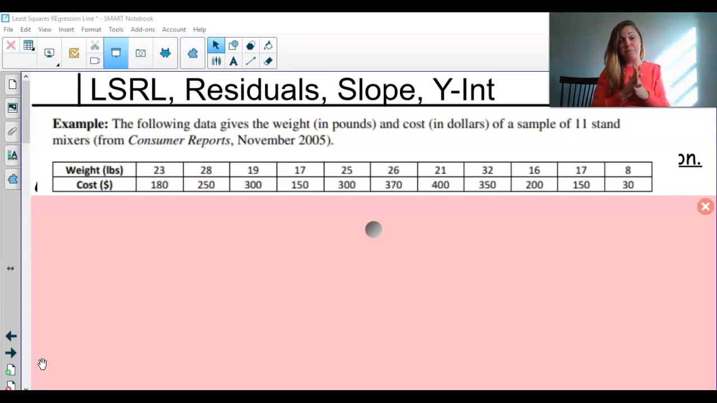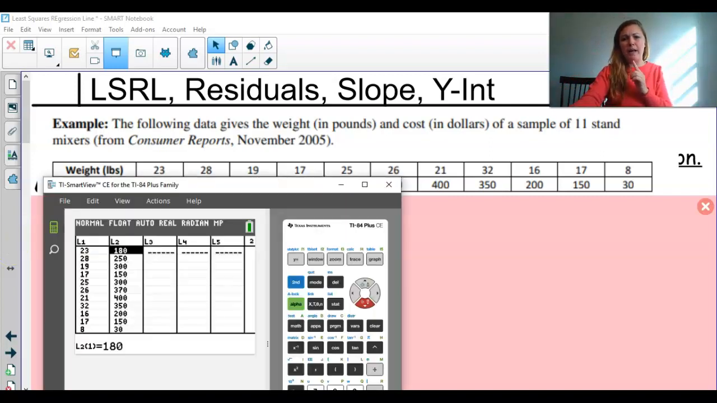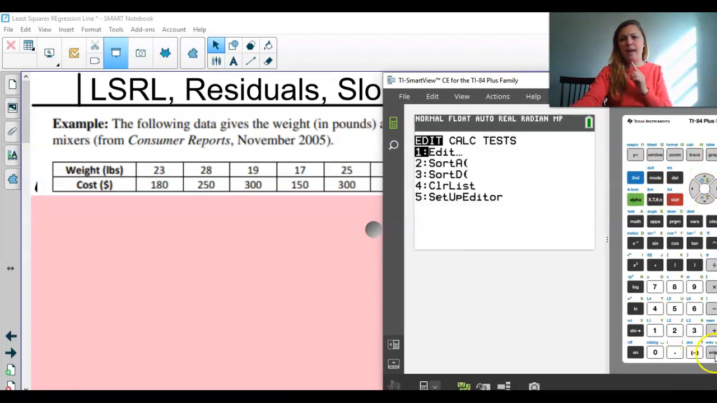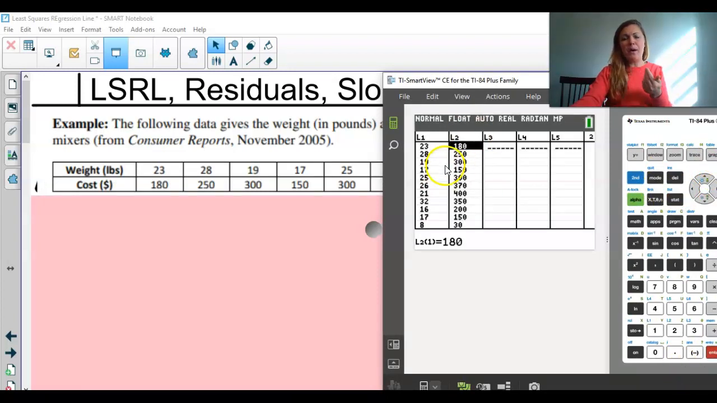And that is important as we start to interpret the slope and the y-intercept as well. Very important. What I want you to do right now is go ahead and pause the video. I already taught you how to put it in your L1 and L2. Go ahead, open up your calculator right now. Go into Stat, Edit. You have your L1 and L2. I want you to practice just entering. L1 is going to be that explanatory variable, the weight. L2 is going to be the response variable, the cost. Pause the video and do that right now.